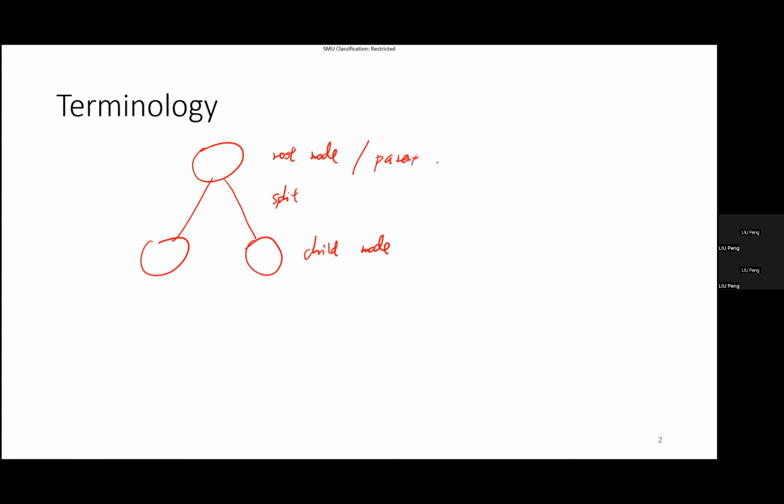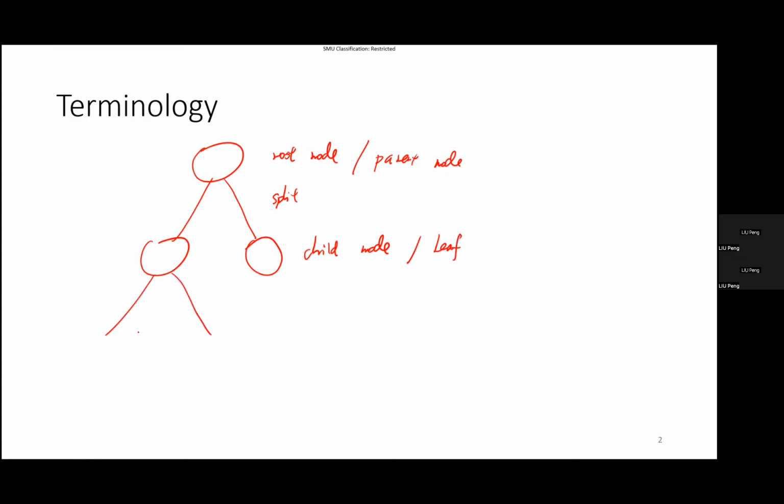So let's look at a few terminologies in terms of a decision tree. We see this is a root node, right? This is where we start, and we call this the splitting process. We split, and then we have some child nodes, right? Child node. And when we have child nodes, this is also called a parent node, because it's a parent of the current node. And then this is also called a leaf, right?